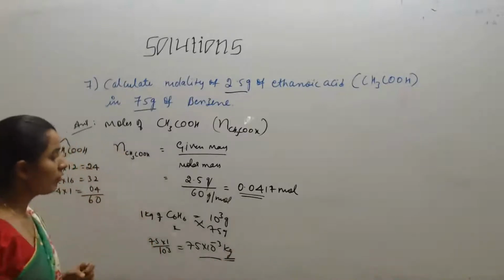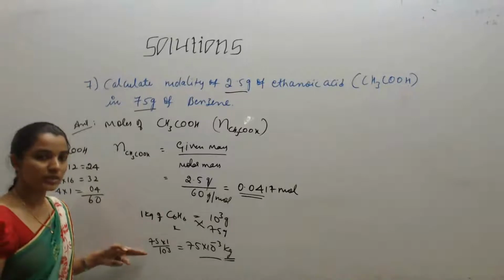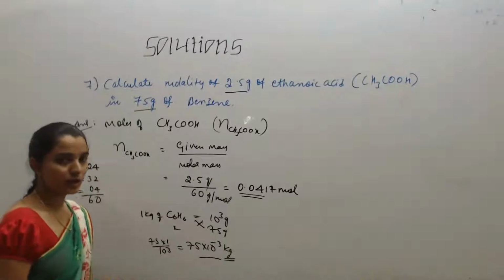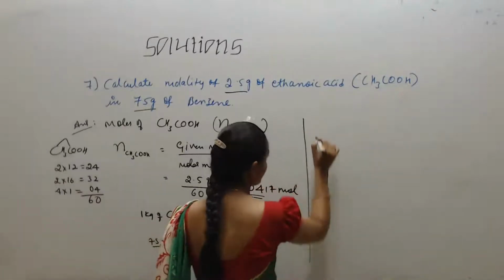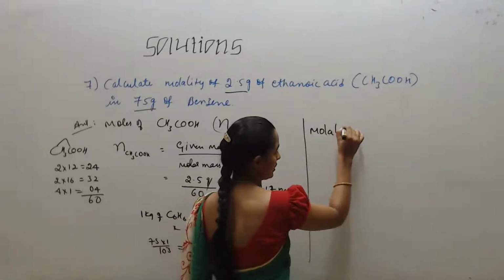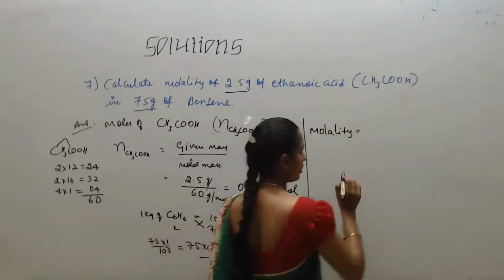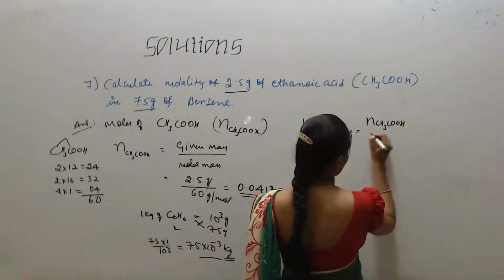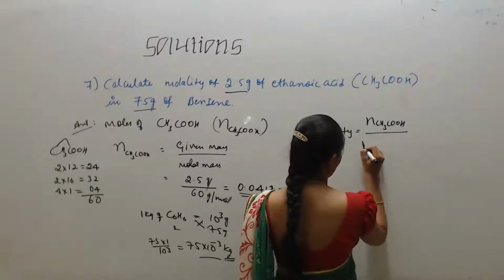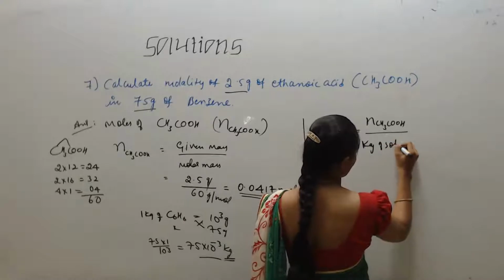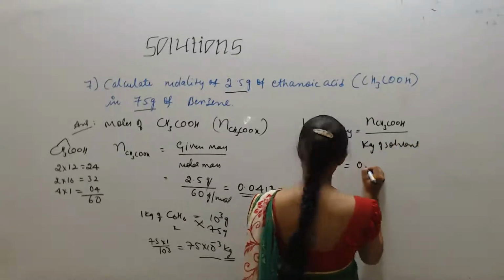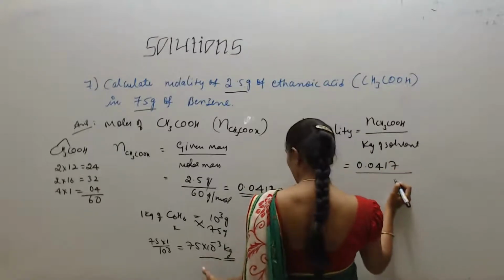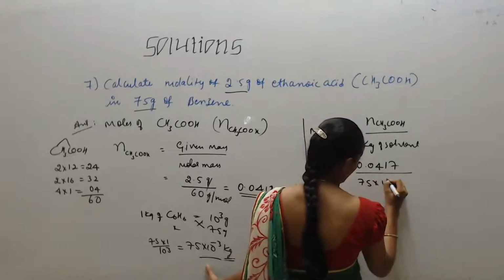Because the formula of molality is the number of moles of the solute dissolved in 1 kg of the solvent. Here gram is there, we have to convert it into kg. Then the formula: molality is equal to how much? Molality means number of moles of solute dissolved in kg of solvent. So number of moles of solute means this one, 0.0417, divided by this one, 75 into 10 to the power minus 3.